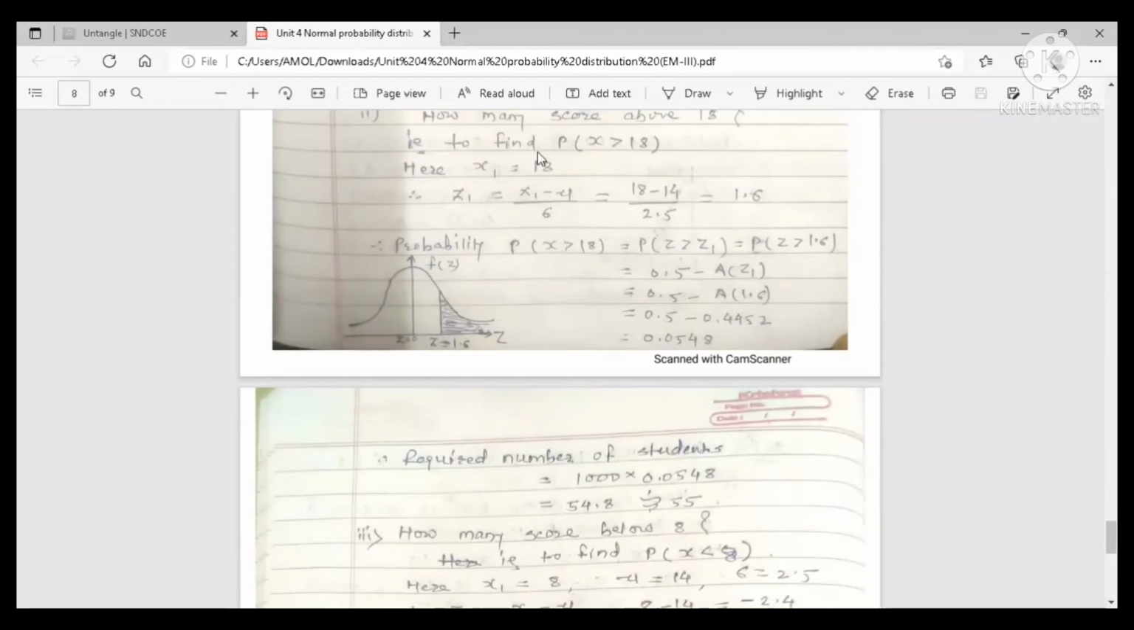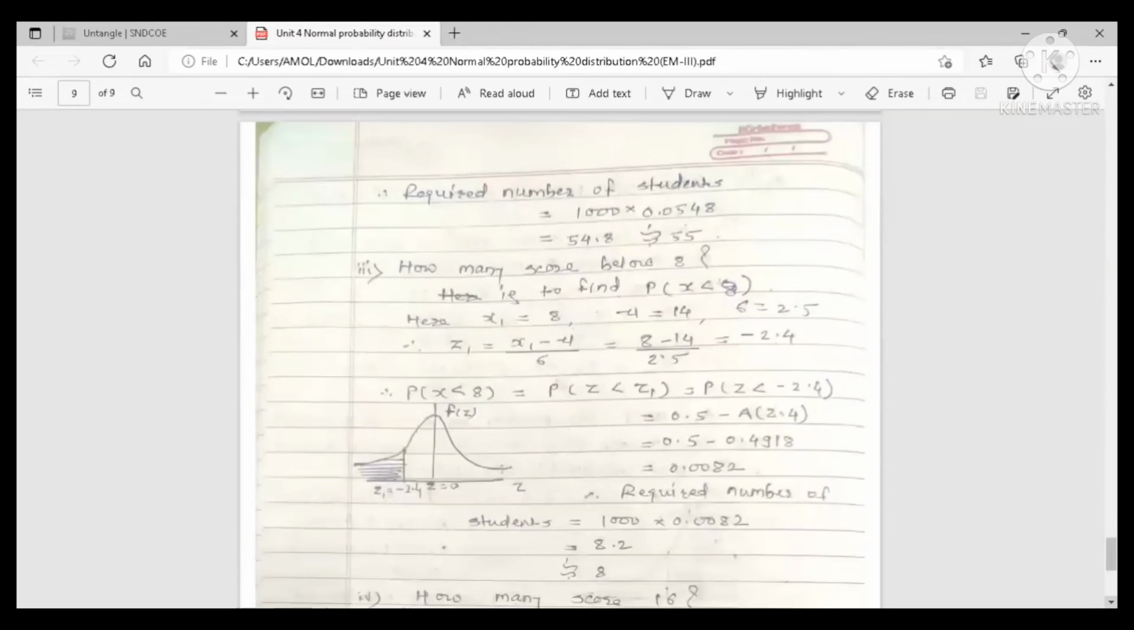Now we want how many score above 18 out of 1000 students. So the required number of students is equal to 1000 times the probability 0.0548, and it is nothing but 54.8. 54.8 means approximately 55. So the number of students who score above 18 is 55. Okay, this is the answer of the second sub question.